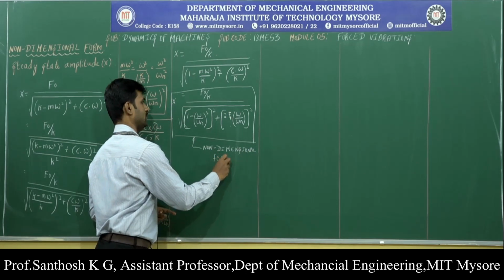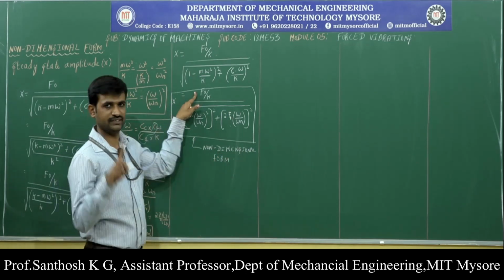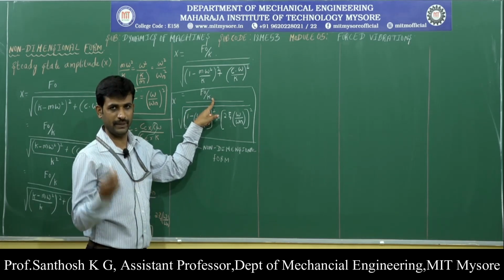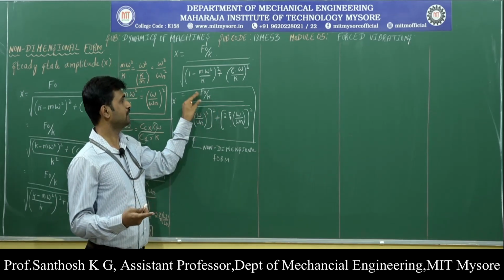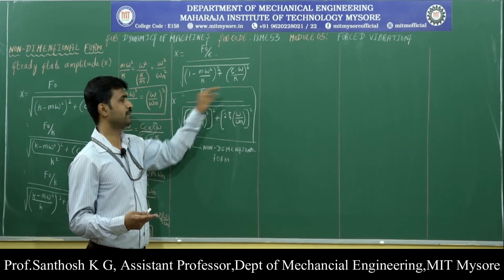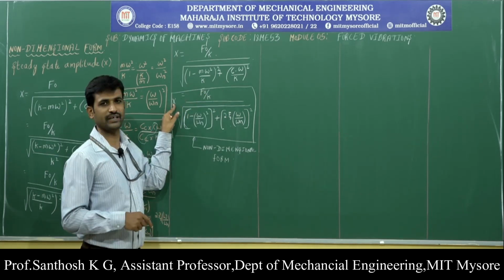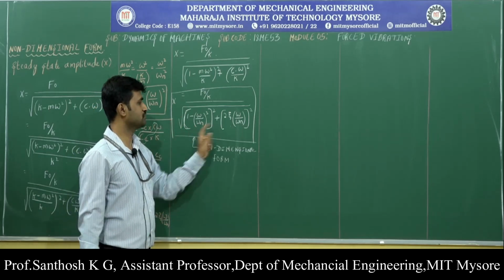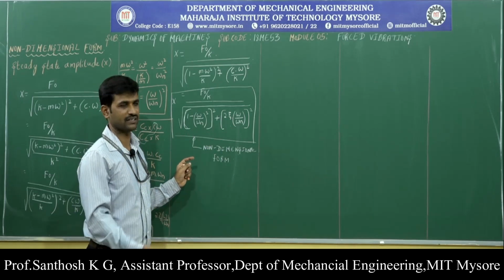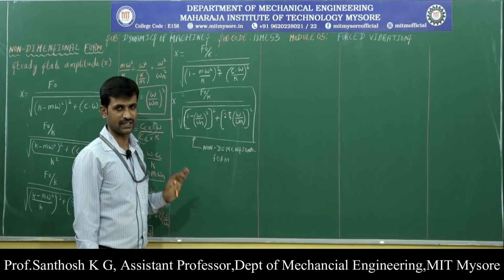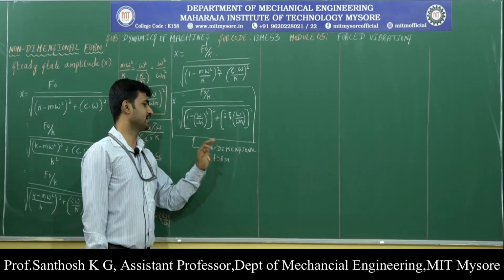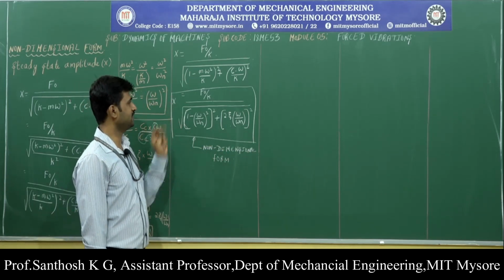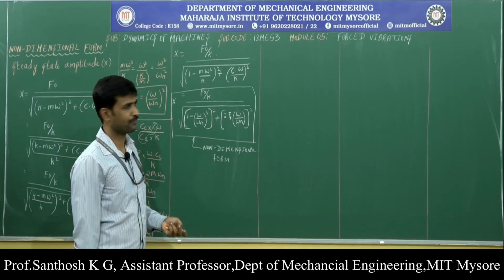So here the unit of force is Newton and the unit of K is Newton per meter. As a result, the unit of F naught by K will become meter, which is the unit of the steady state amplitude. And if you look at these two terms, they are dimensionless. Therefore, this expression is called the non-dimensional form of the steady state amplitude x.